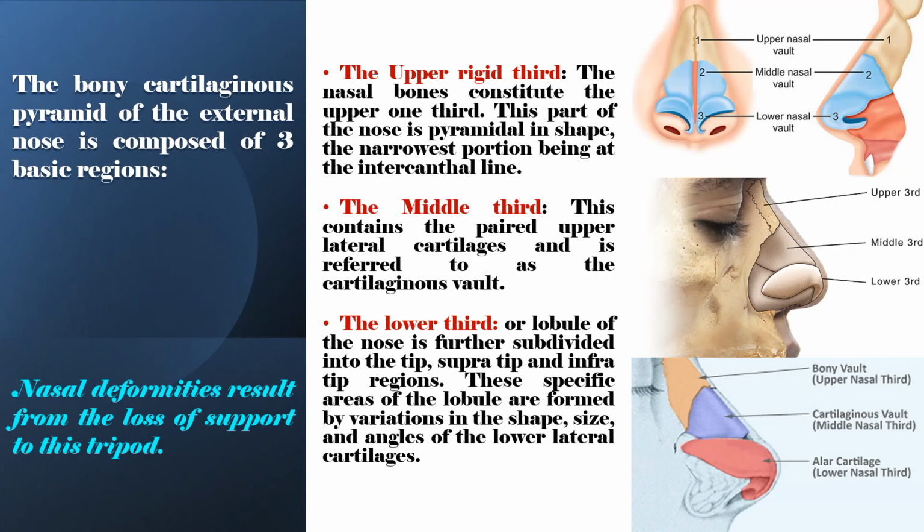The lower third, or lobule of the nose, is further subdivided into the tip, supra-tip and infra-tip regions. These specific areas of the lobule are formed by variations in the shape, size, and angles of the lower lateral cartilages. Nasal deformities result from the loss of support to this tripod.